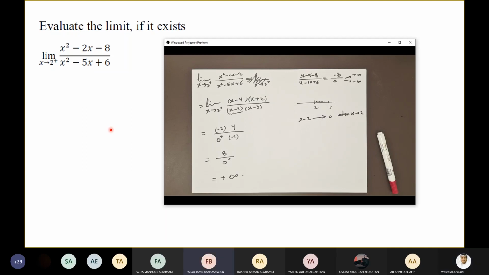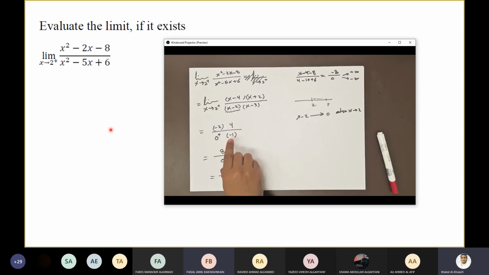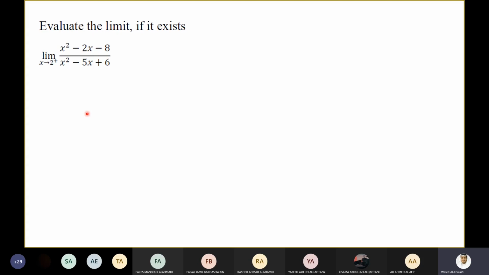Right. Yes, Faisal? Doctor, why didn't you make it minus 8? Shouldn't it be minus 8? Minus 8 over minus 1. Oh, okay. So it will be 8. Okay? It will be 8. So, any other question? Right. Okay. So the first two limits are going to infinity.